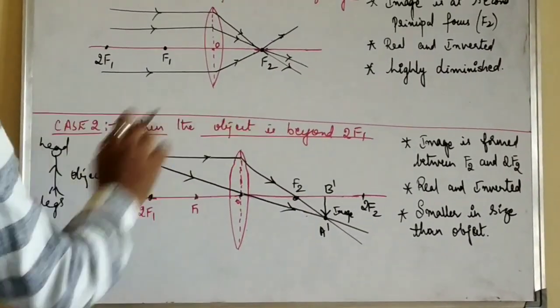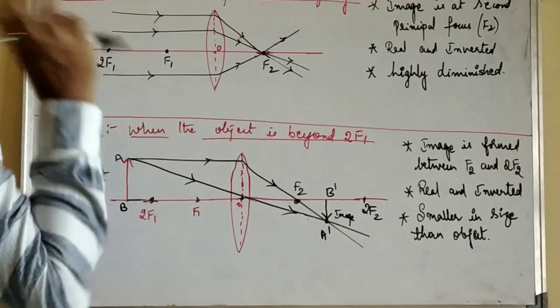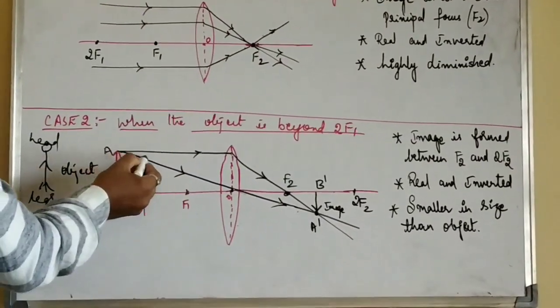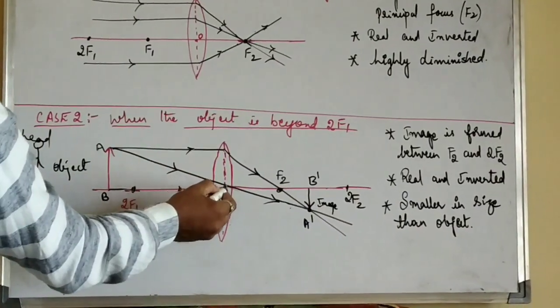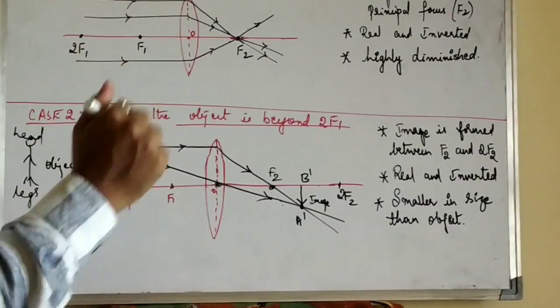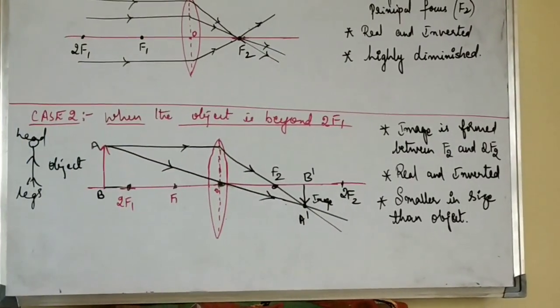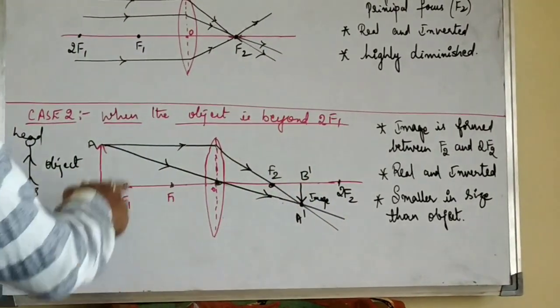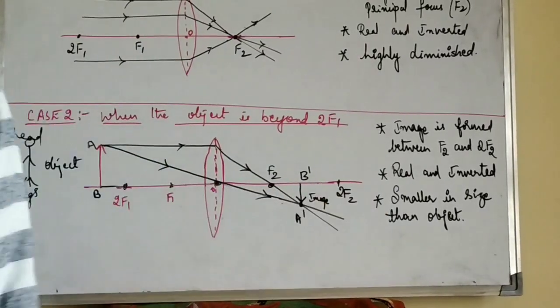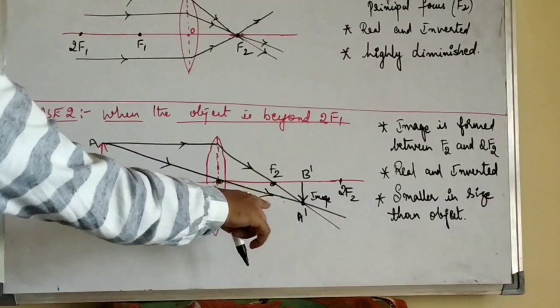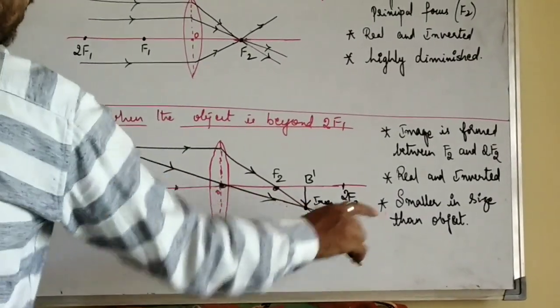Now this ray is over, first ray. Now see the second ray. Two out of three rules. Now the second ray is straight away going through the optic center. What happens when the incident ray is going through the optic center? It undergoes no refraction, which means the ray will go undeviated. That's why a straight line is followed, there is no refraction here.